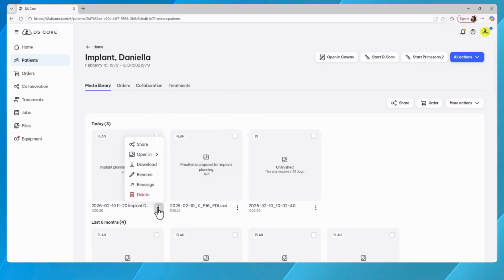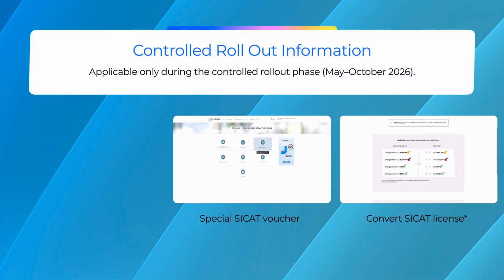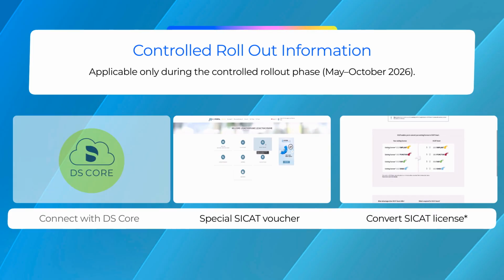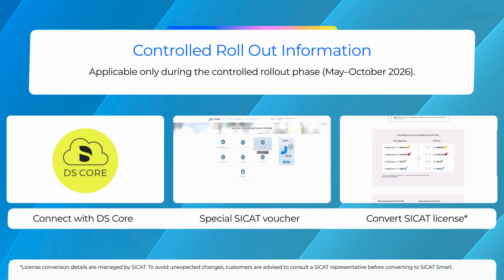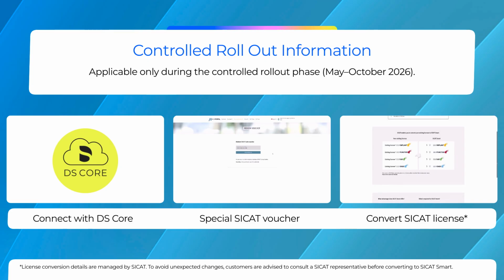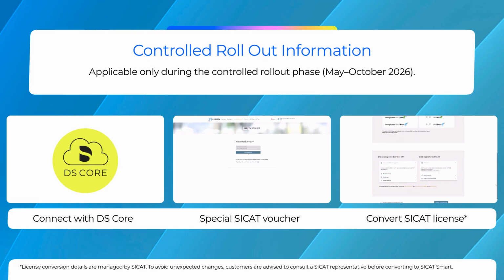Now, let's review what you must do during the controlled rollout phase. During the controlled rollout period, there are additional steps required to activate the workflow. A special SICAT voucher is needed. This voucher enables the External Connections tab inside the SICAT portal, which is necessary for linking DS Core with SICAT Suite. You can obtain this voucher from DS Customer Support. After redeeming the voucher, the SICAT portal automatically converts your older perpetual licenses into the new SICAT Smart license system using a guided workflow. With these temporary rollout steps completed, your practice will be ready for the connected workflow.